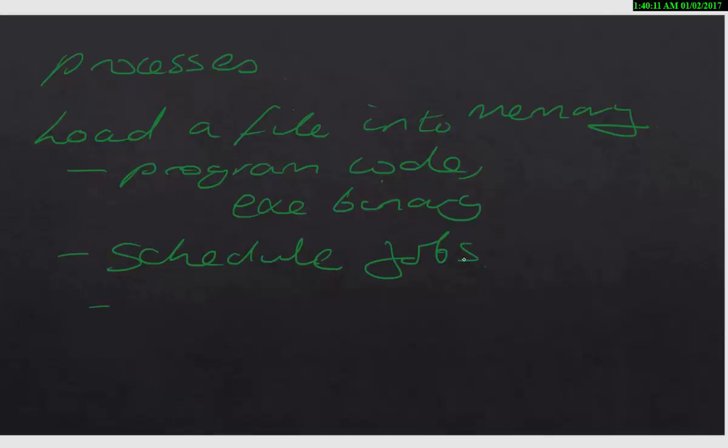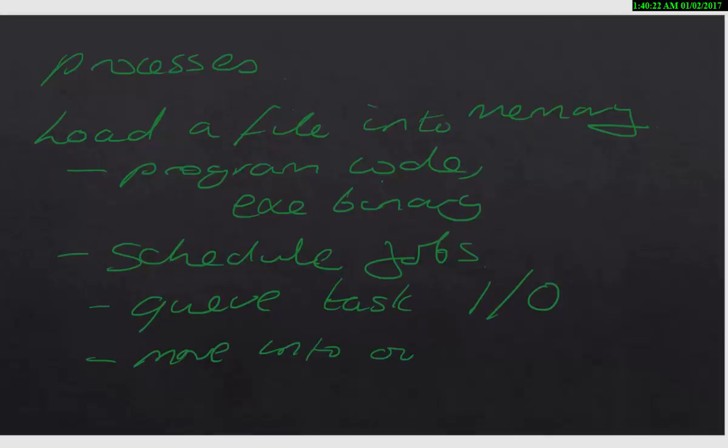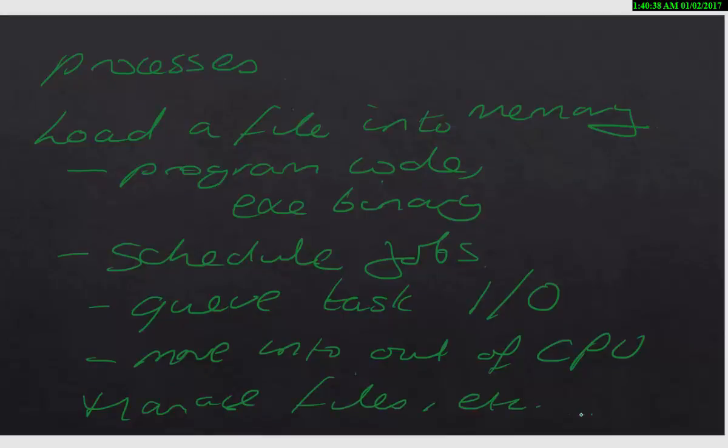So queue tasks for I/O. Move it into and out of CPU. So the operating system needs to do all of these things, as well as manage open files, etc. So there are other resources as well. So it needs to manage process resources.